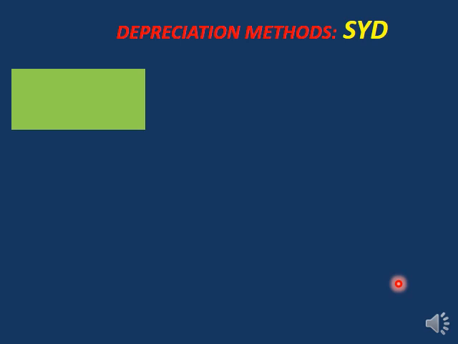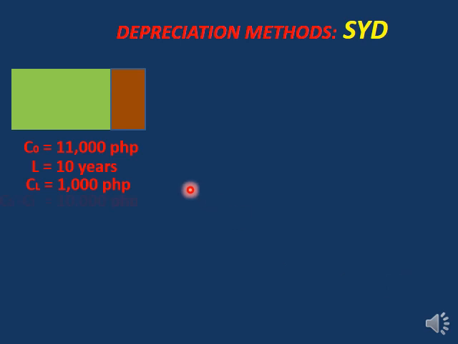Okay, another method of depreciation is called the SYD, or the sum of the year's digits. Assuming this is our photocopier again and the cost of this photocopier is 11,000, it is capable of delivering the service for 10 years. The cost of plastics and metals in this photocopier is 1,000. For the sum of the year's digits, our method of depreciation is done this way. First, we compute the total cost of service, 10,000.